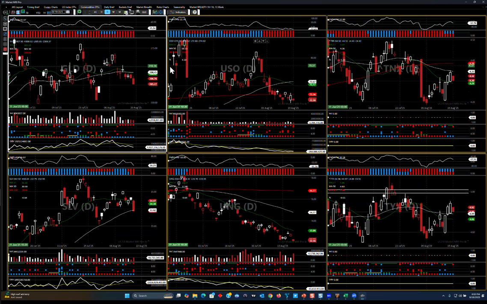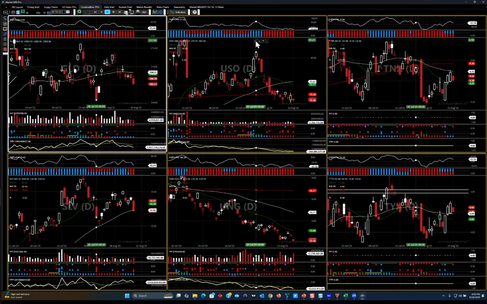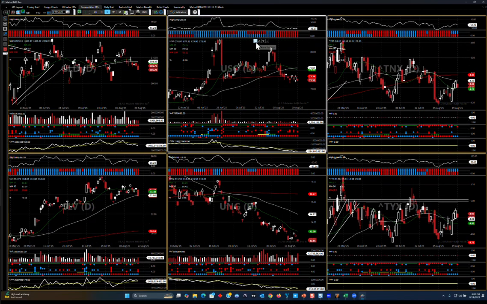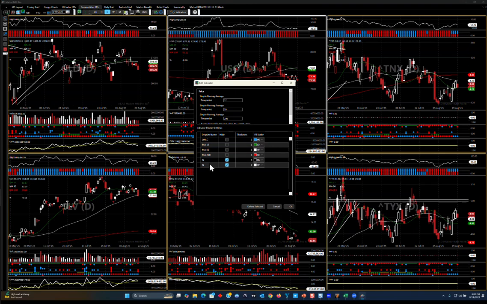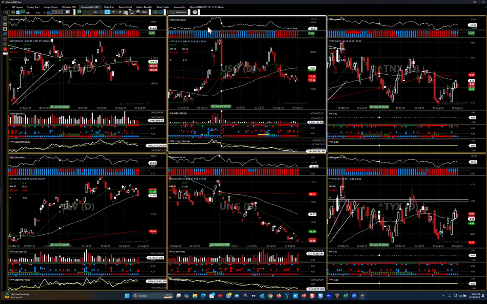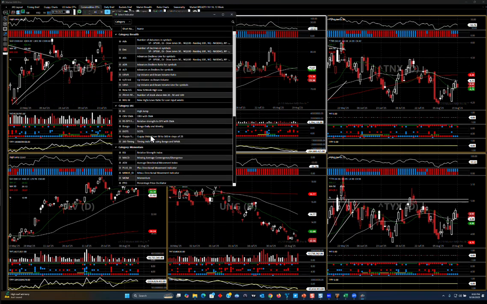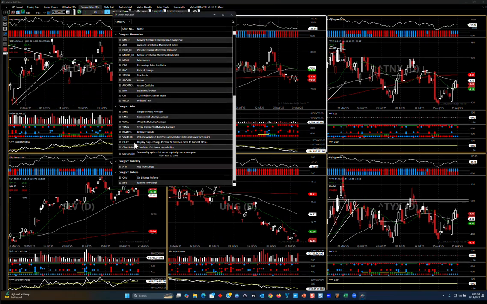Let's leave it at 70. You'll notice that on most of my charts, I have put in the percent change. It's an indicator, and you find it under price, closing price, change percent, previous close to current close. You add that as an indicator.